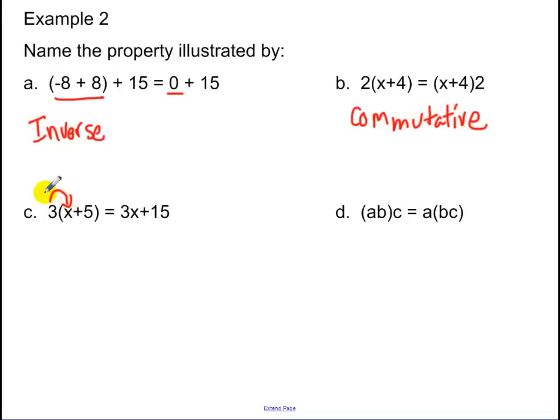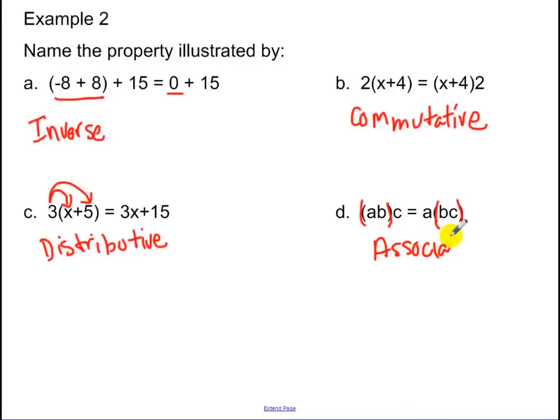Three got distributed inside. Our distributive property. And then for D, the grouping symbols changed. Here I was grouping together A and B. Now I'm grouping together B and C. That's going to be our associative property.